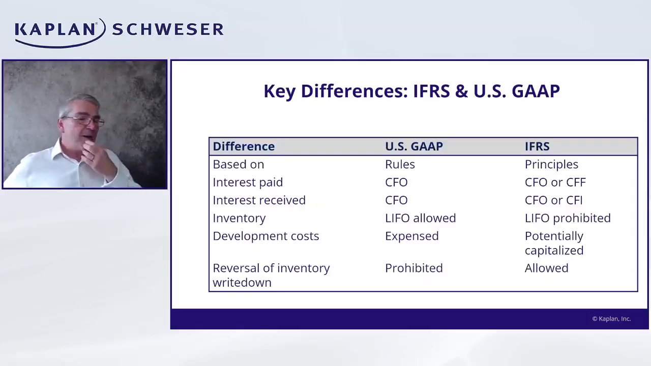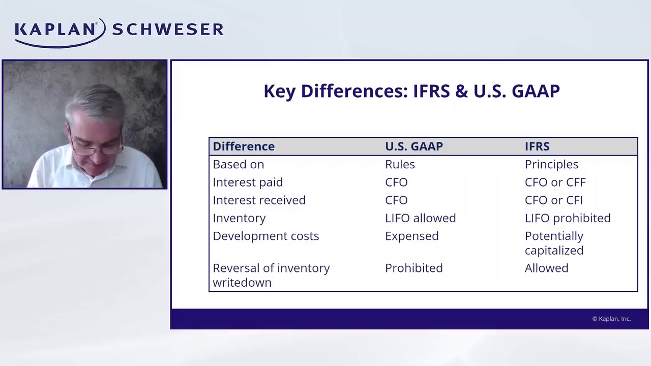Development costs. So we're talking about R&D here, research and development. US GAAP and IFRS are consistent with research. They both say expense it. But development, and what's the significance? What's the difference between research and development? Well, research is more speculative in nature. Development is actually developing a product that you think is going to be launched.